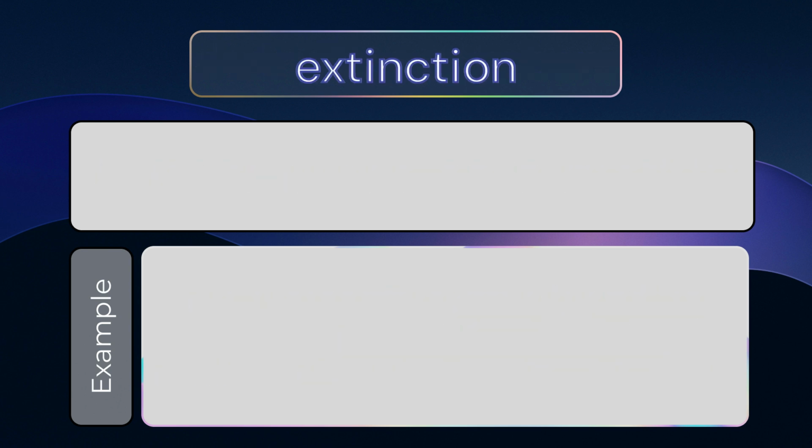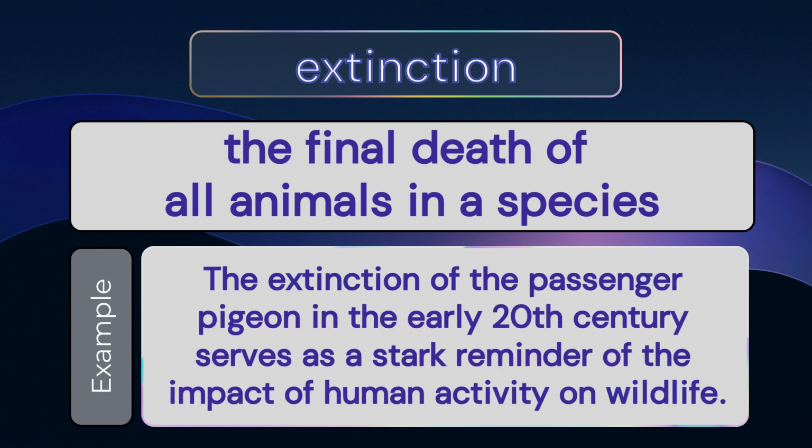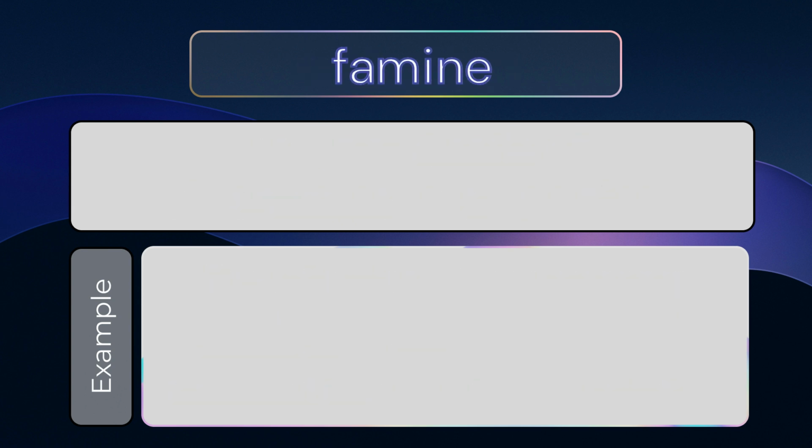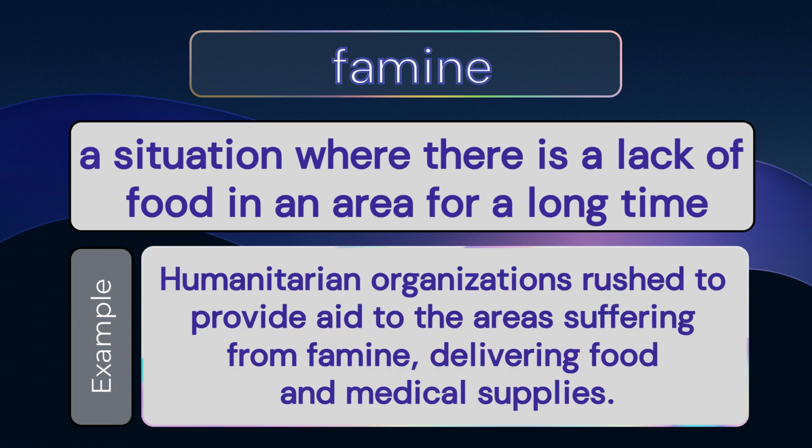Extinction. The final death of all animals in a species. Example: the extinction of the passenger pigeon in the early 20th century serves as a stark reminder of the impact of human activity on wildlife. Famine. A situation where there is a lack of food in an area for a long time. Example: humanitarian organizations rush to provide aid to the areas suffering from famine, delivering food and medical supplies.